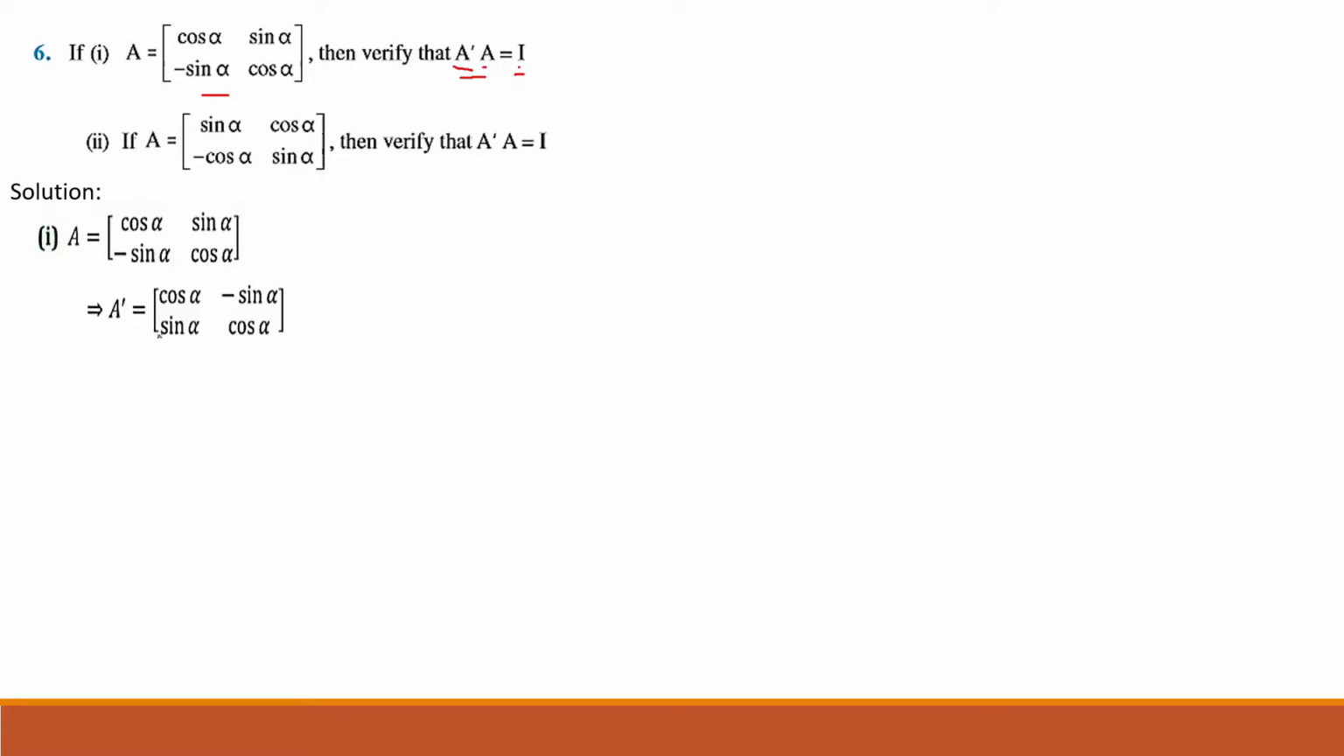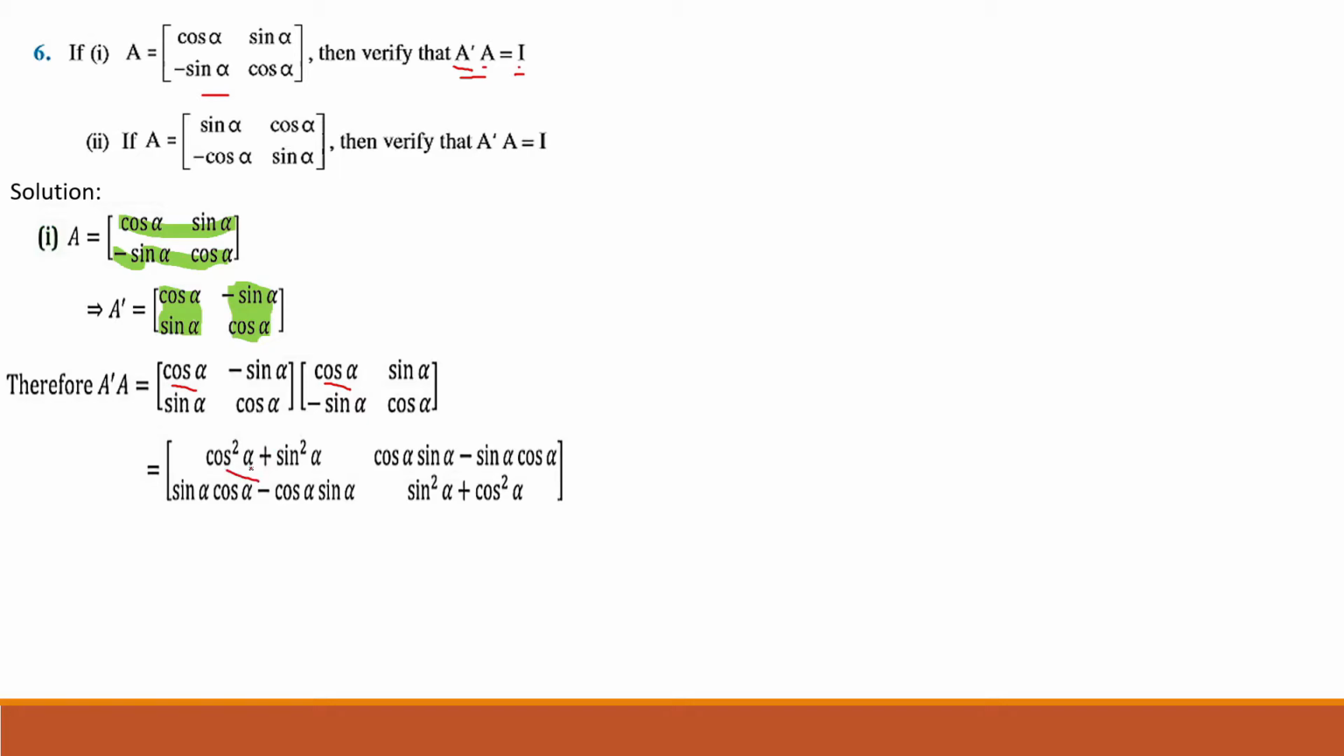Matrix A is given to us, we will take its transpose: cos alpha, sin alpha in the first column and minus sin alpha, cos alpha in the second column. After multiplying, cos alpha into cos alpha is cos square alpha, minus minus becomes plus sin square alpha, and for the second element it will be cos alpha sin alpha minus sin alpha cos alpha. For the second row, sin alpha cos alpha minus cos alpha sin alpha, here there is a negative sign, and for the last element it is sin square alpha plus cos square alpha.